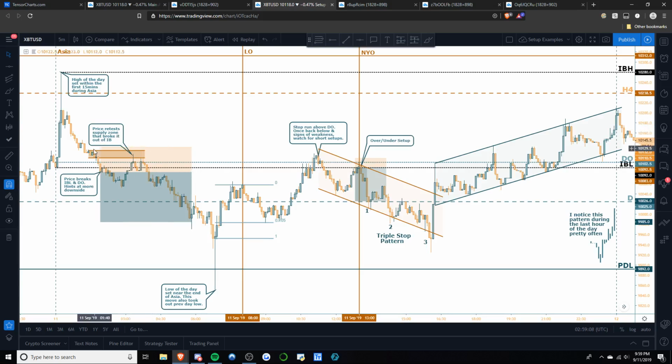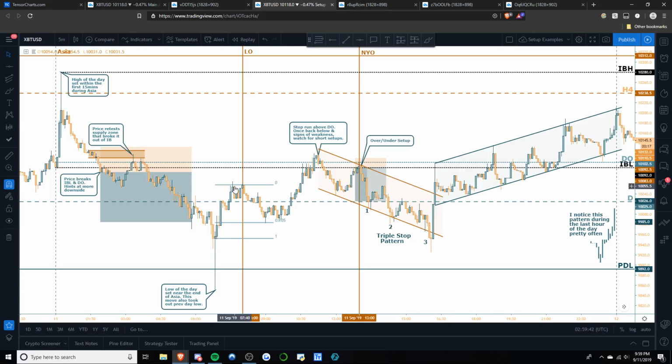But here I have marked out the supply zone that broke price out of the initial balance and the daily open. Price retested the supply zone here and heads lower. Comes down towards the end of Asia, right before London open, and sets the low of the day. You can also see PDL, previous day low. So the low of the day took out yesterday's low and then pushed away, right?